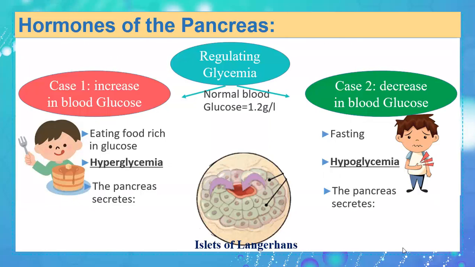Then we can also deduce that after a meal, when the blood glucose increases, the islets of Langerhans secrete insulin in order to decrease this extra glucose. However, when you need glucose, when there is a decrease in blood glucose, the islets of Langerhans secrete glucagon, in this case in order to increase the levels of glucose.